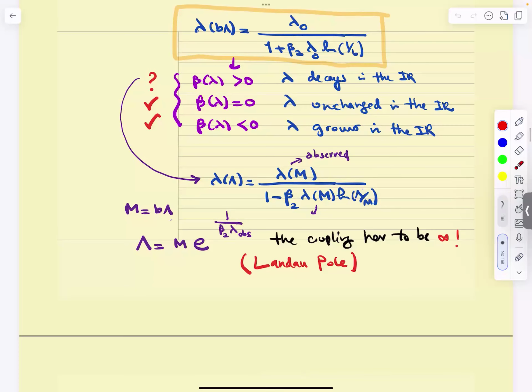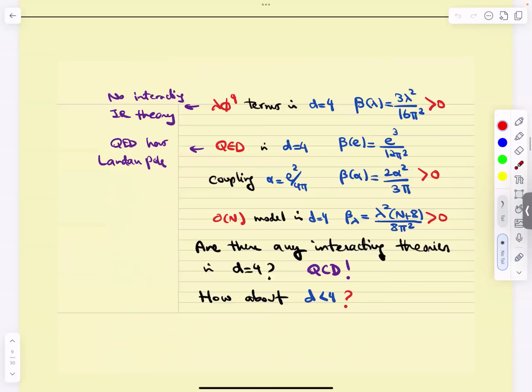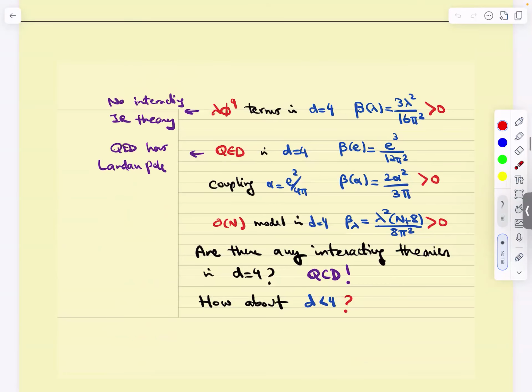But the theory is also in the UV. The fate of it is unclear. All right. QED has a Landau pole, by the way. So let's go through this. Lambda phi 4 in d equals 4, the beta function was 3 lambda squared over 16 pi squared. This is positive. There's no interacting infrared theory.